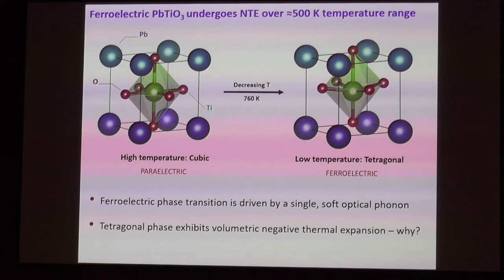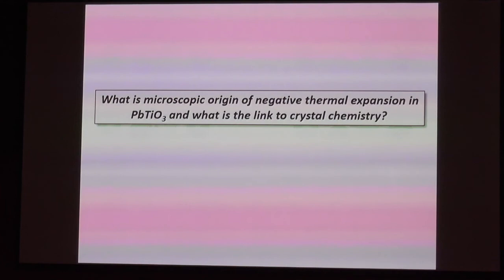That's relatively rare. Uniaxial negative thermal expansion is more common. And secondly, negative thermal expansion among perovskites is even more rare. I'm happy to be corrected on this, but I believe that lead titanate is the only known perovskite to undergo volumetric negative thermal expansion over any appreciable temperature range. So the first question that we wanted to ask was, why does this happen? What's the microscopic origin of NTE in this material? And can we connect it to bonding and crystal chemistry?